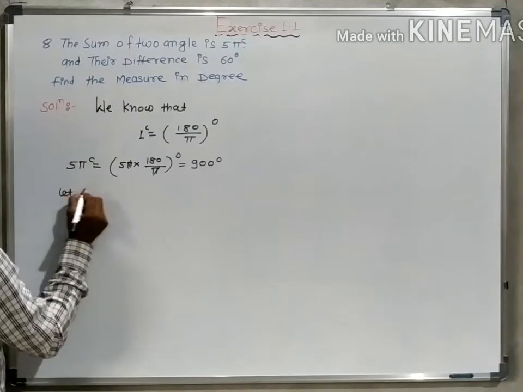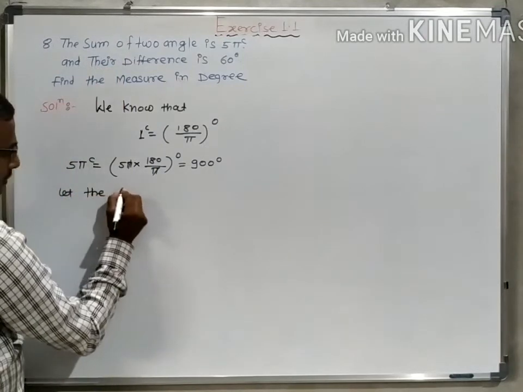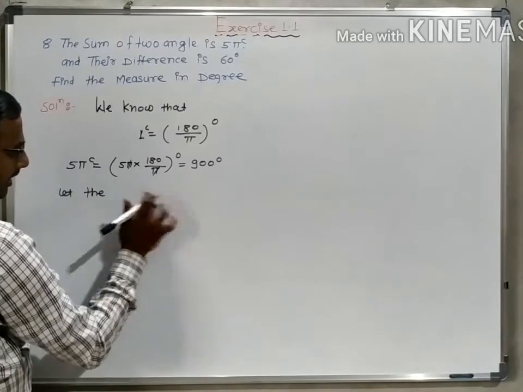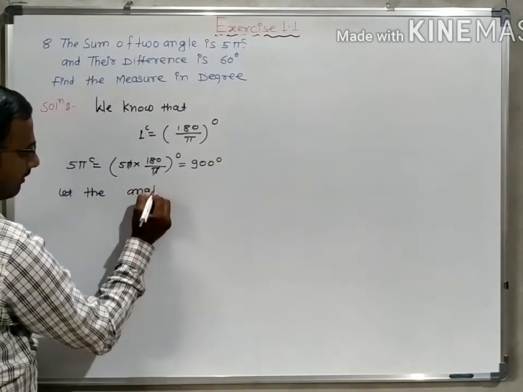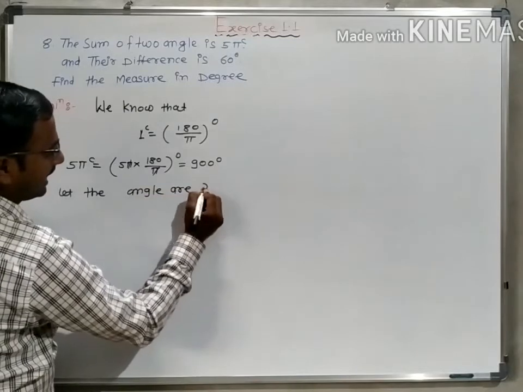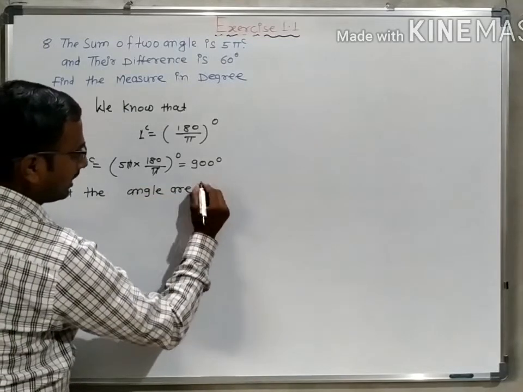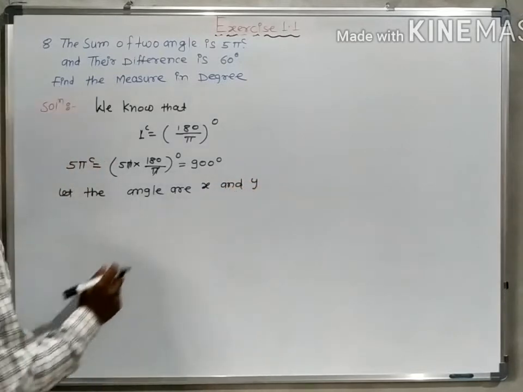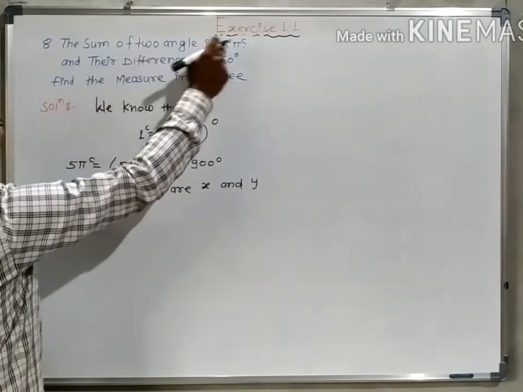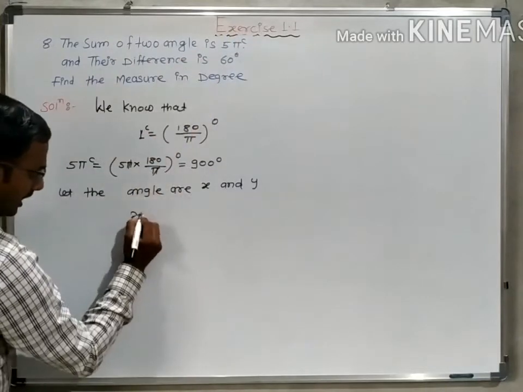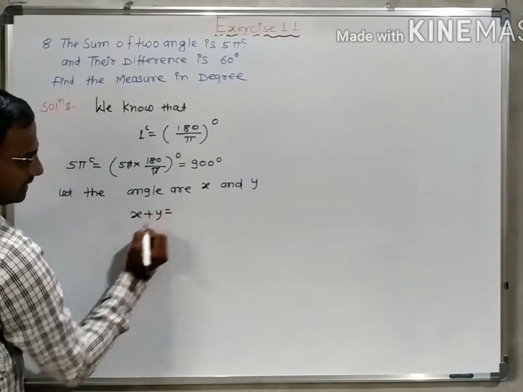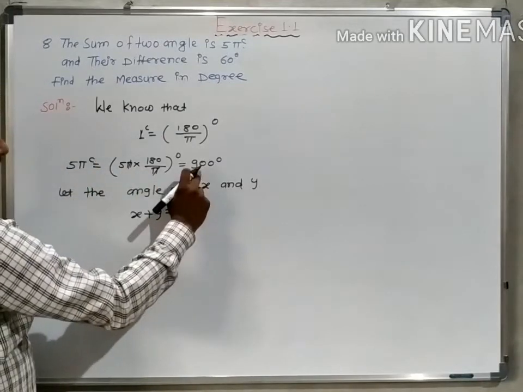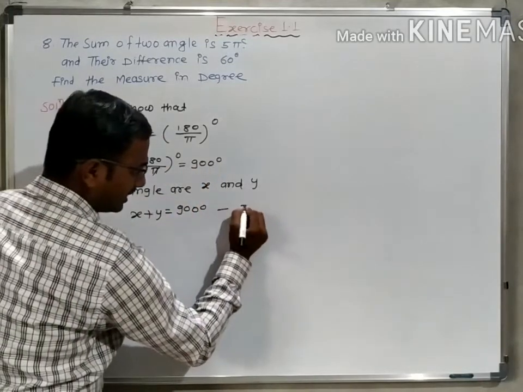Let the angles be x and y. Okay, so these are the angles x and y. The sum of two angles is 5 pi radian, so this is x plus y. There are two angles and the addition is 900 degree. So 5 pi radian converted into degree is 900 degree. This is equation number first.